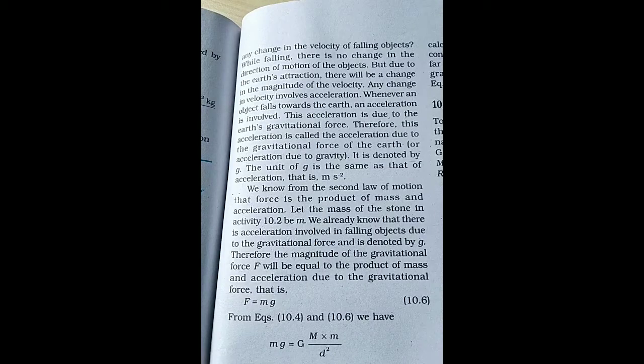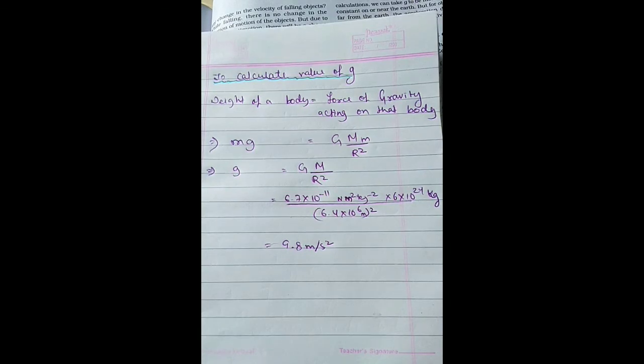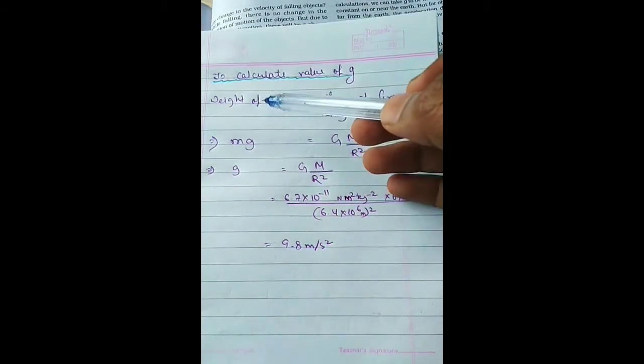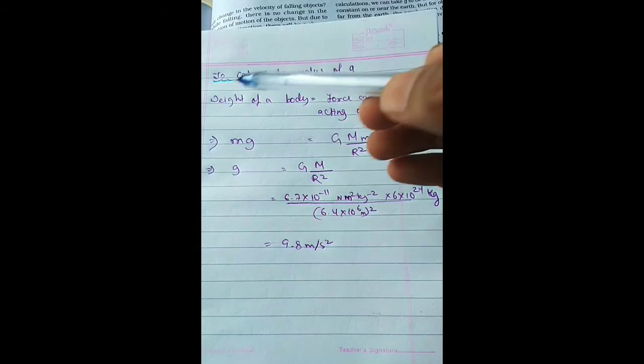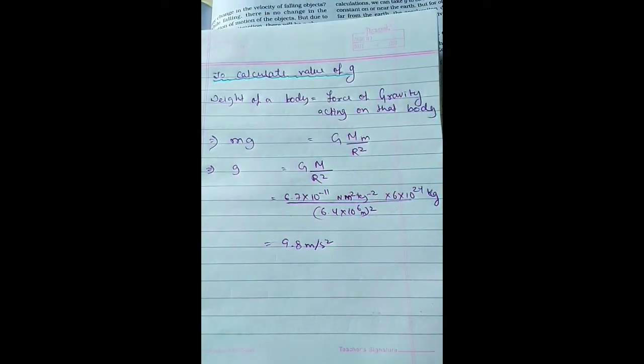The value of small g, or acceleration due to gravity, is 9.8 meter per second square. To calculate the value of g, we know that the weight of a body is equal to the force of gravity acting on that body. So weight of a body is equal to mass into acceleration due to gravity. It will be equal to small m into g, if small m is the mass of that body.